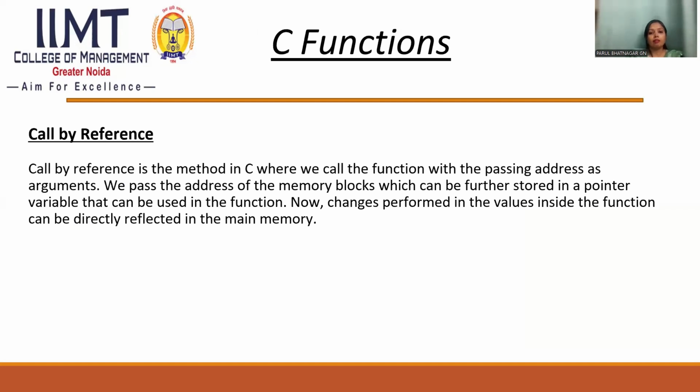Next, call by reference. Call by reference is the method in C where we call the function by passing addresses as arguments. We pass the address of memory blocks, which can be further stored in a pointer variable that can be used in the function. Now, changes performed on the values inside the function are directly reflected in the main memory.